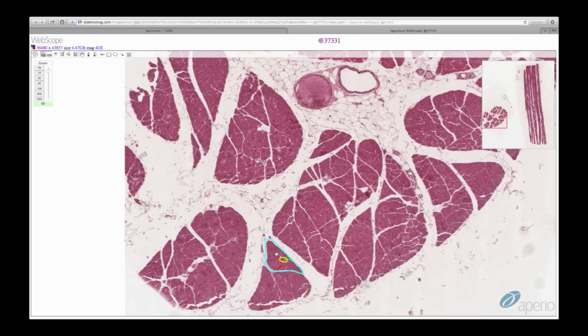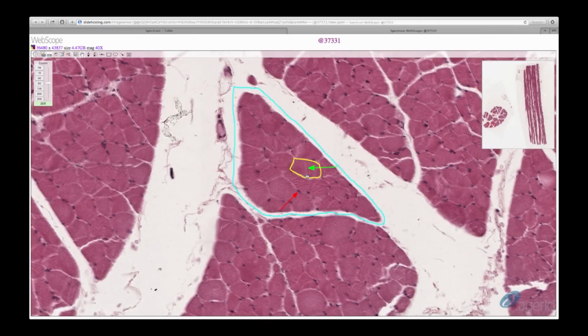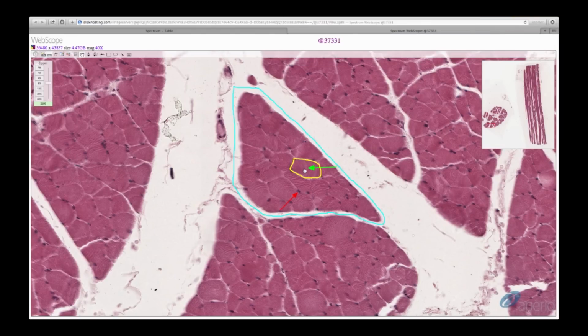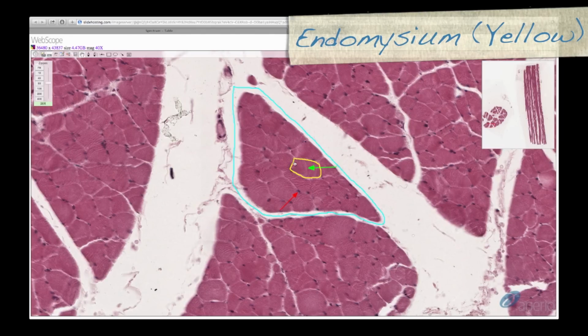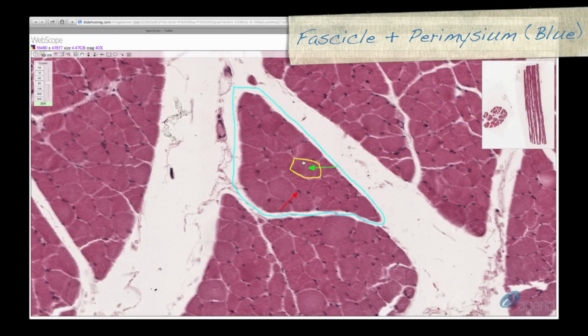As I zoom in to the 20x objective, the individual muscle fibers become readily visible. A muscle fiber can be seen here at the light green arrow. Immediately surrounding each muscle fiber is a thin layer of loose connective tissue known as the endomysium, which is represented by the yellow line. Groups of muscle fibers are bundled together into fascicles, which are surrounded by a thicker layer of connective tissue called the perimysium.